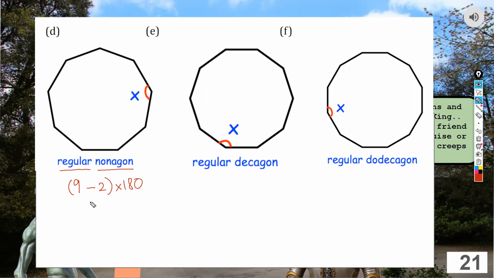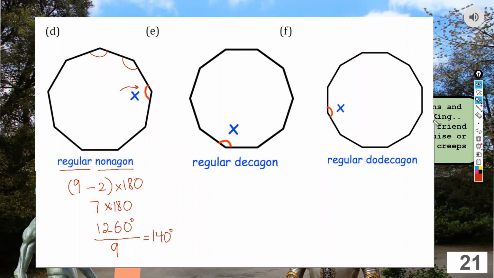9 minus 2 is 7. 7 by 180 is 1260 degrees. Now, the thing about it, we only want one of the angles, X, but all of them are equal. So if there are 9 sides, obviously there's going to be 9 angles. So since all the angles are equal, we could take the total and divide it by 9. As simple as that. So when you divide it by 9, you get 140. So that means X is 140 as well as all the others going around the shape.